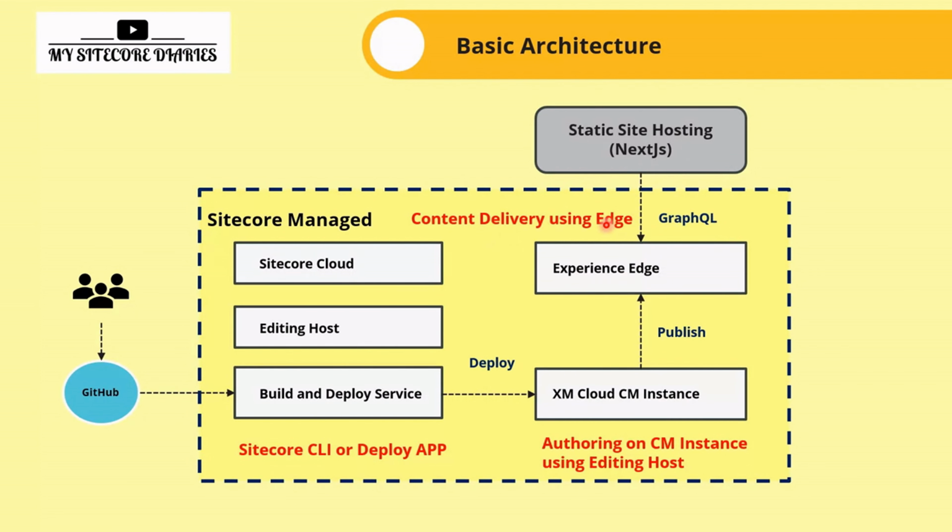So, content delivery using the Edge. This Next.js application makes a request to Experience Edge using GraphQL for whatever content is required, and it is provided by Experience Edge as the response to the GraphQL query. And this static site hosting, that is your Next.js, will be used for your application. So this is how the XM Cloud architecture works.